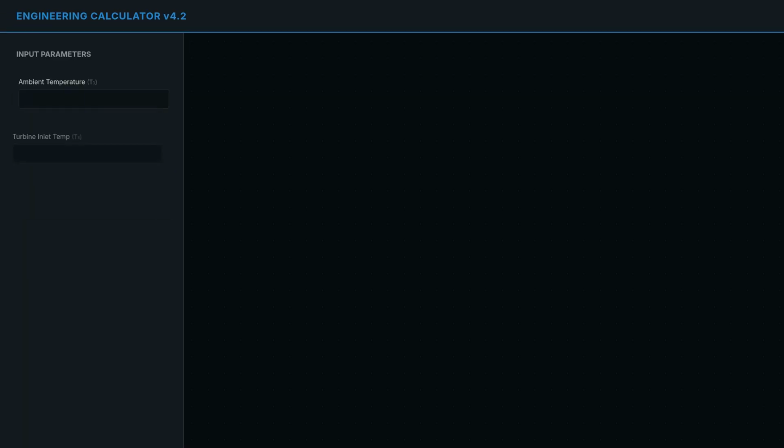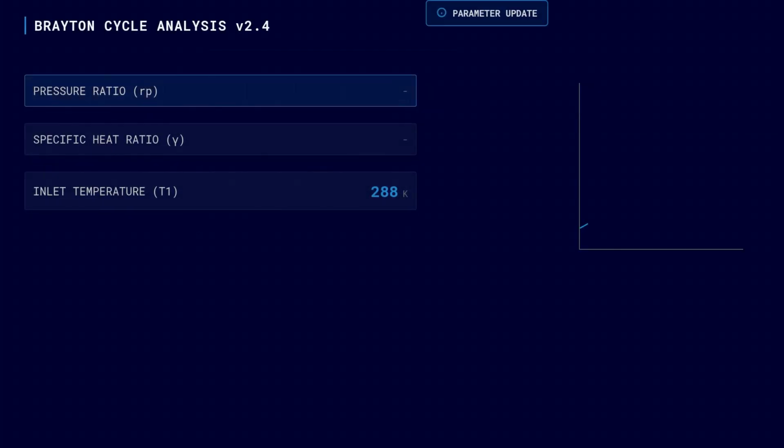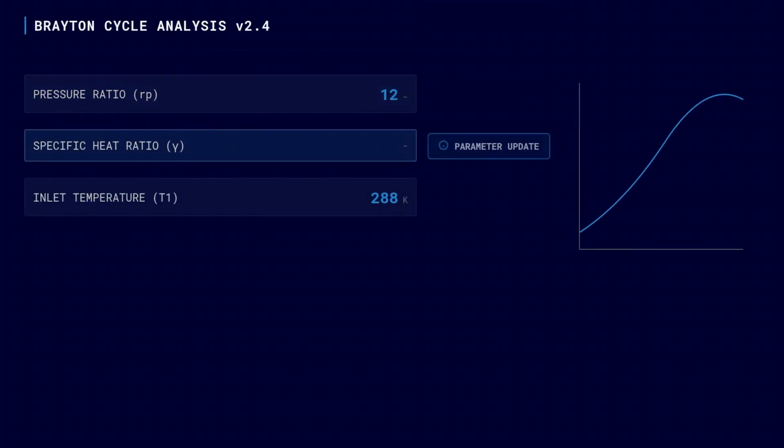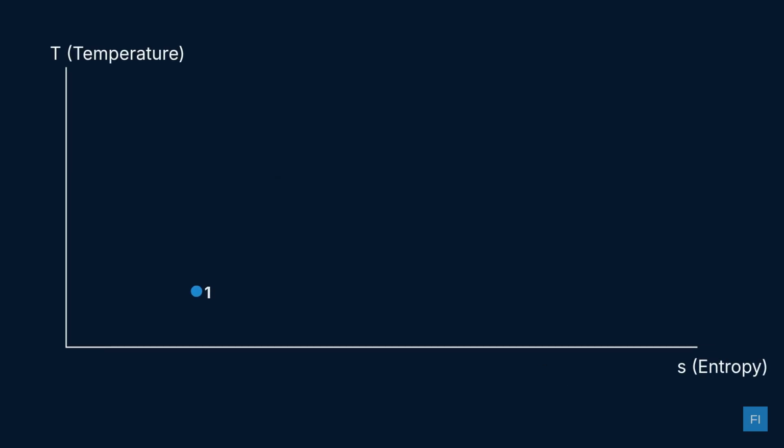The input fields are ambient temperature T1 in Kelvin, turbine inlet temperature T3 in Kelvin, pressure ratio Rp, and specific heat ratio gamma. Let's work through an example using these test values. Ambient temperature T1 equals 288 Kelvin, turbine inlet temperature T3 equals 1400 Kelvin, pressure ratio equals 12, and specific heat ratio gamma equals 1.4. After clicking Calculate, the system computes the complete thermodynamic state points throughout the cycle.